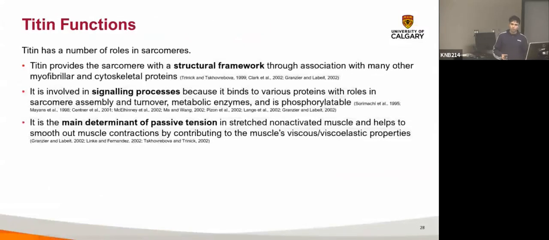Now, titin has a number of roles inside sarcomeres. It's important for providing a structural framework for the rest of the components in there. It's involved in a lot of cell signaling, so it has different sections that can be phosphorylated or communicate with other enzymes. But most importantly, it's the main determinant of passive tension in stretched, non-activated muscles.